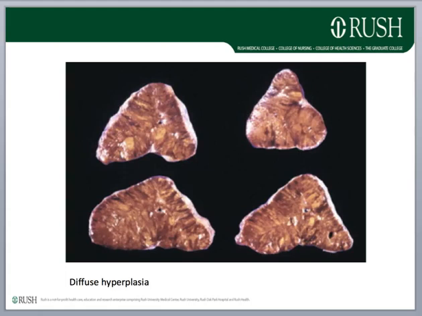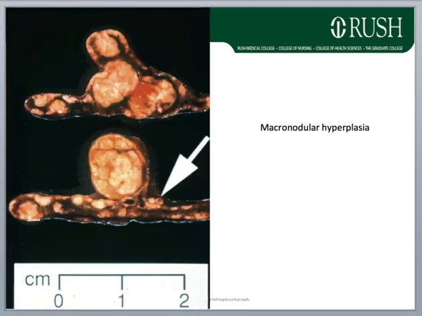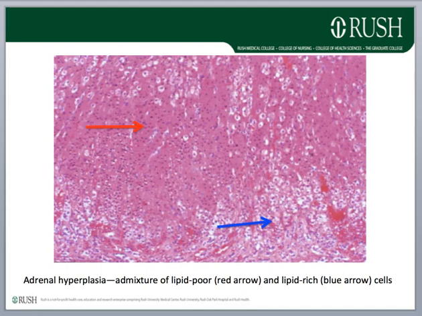This is a gross picture showing the cut surfaces of an adrenal gland, and there is still a vaguely nodular appearance to it, but there's more diffuse enlargement of the gland. And we'll compare that with this next image of cut surfaces of an adrenal gland showing macronodular hyperplasia. You can see these nodules of varying sizes.